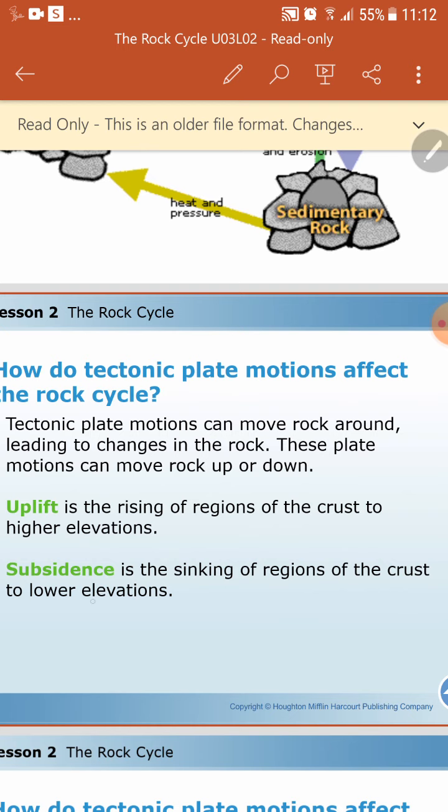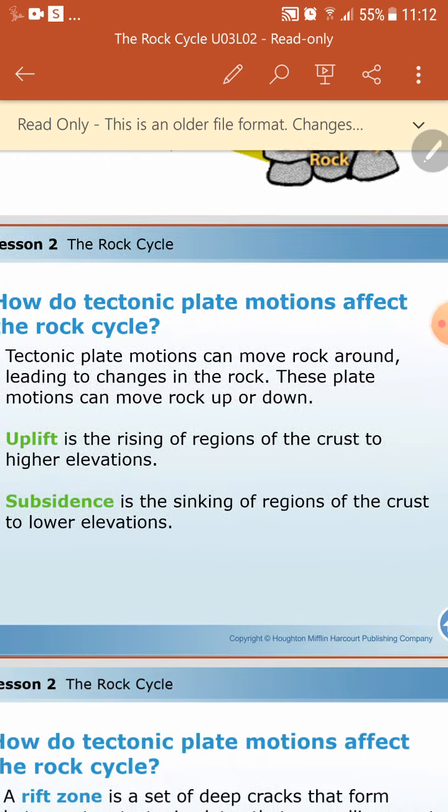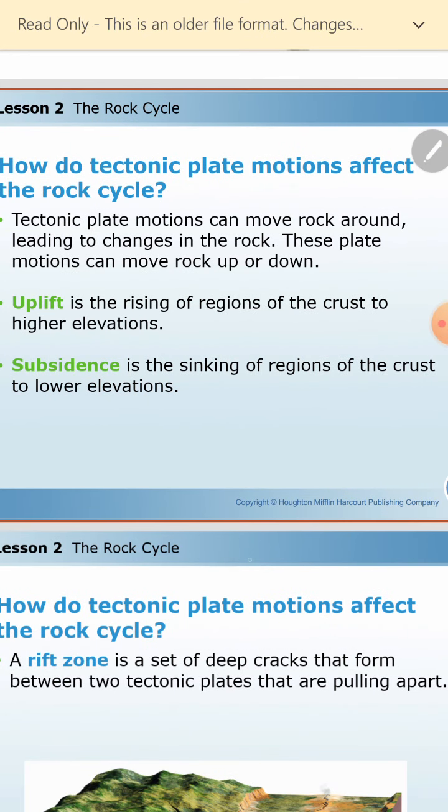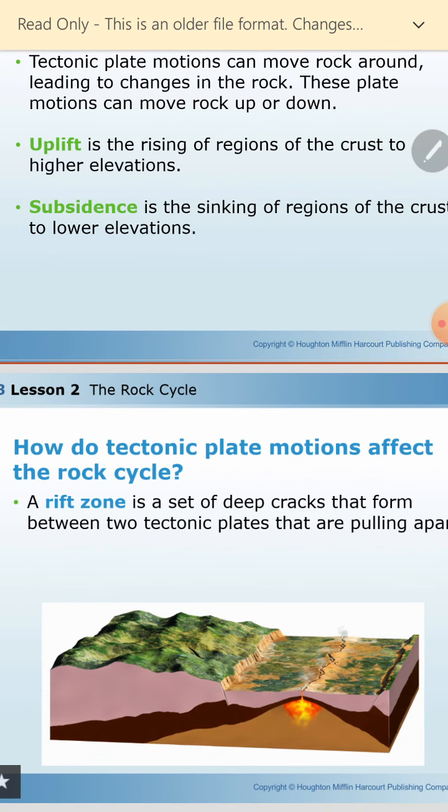Uplift, the rising of rocks. Subsidence, the sinking of other rocks. Subsidence is the sinking of regions of the crust to lower elevations.